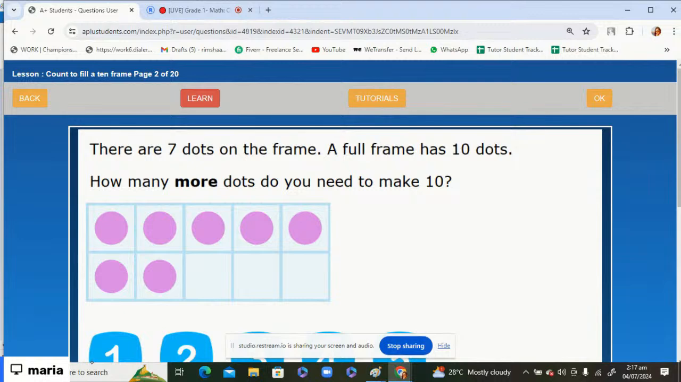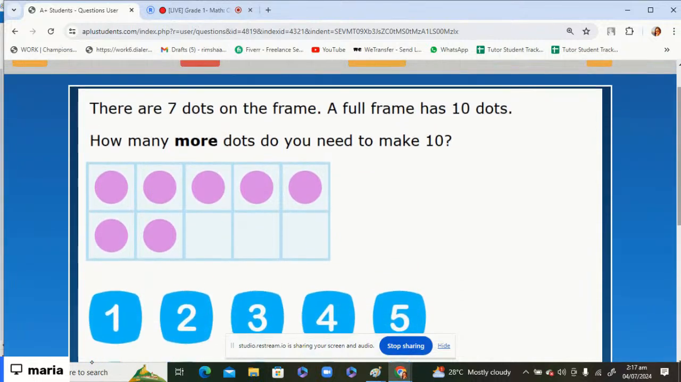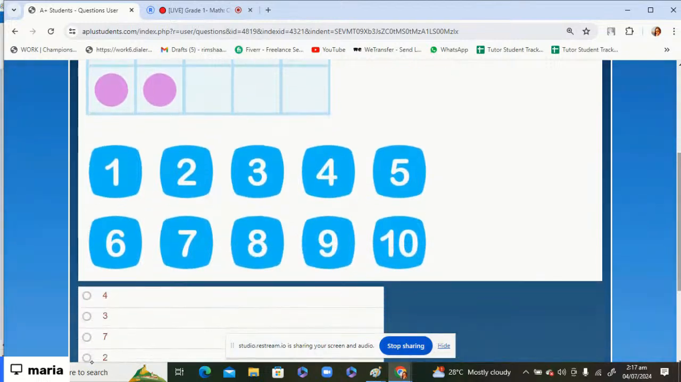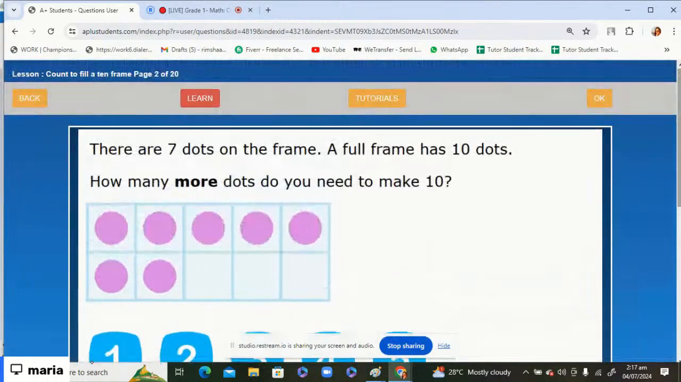Yes, it's 3. Okay, look at here, it's 1, 2 and 3. So we just say that 3 more dots that you need to make this full frame 10. So here is the option, that is 3 dots. Let's check, is that right? Yes, this is right.